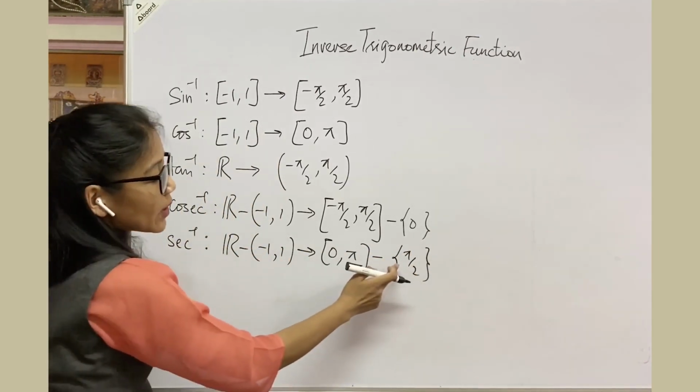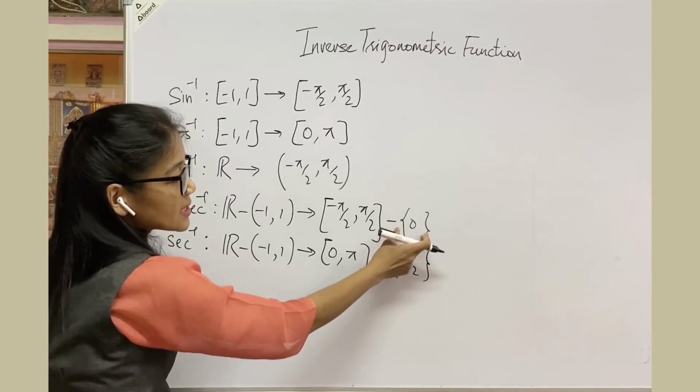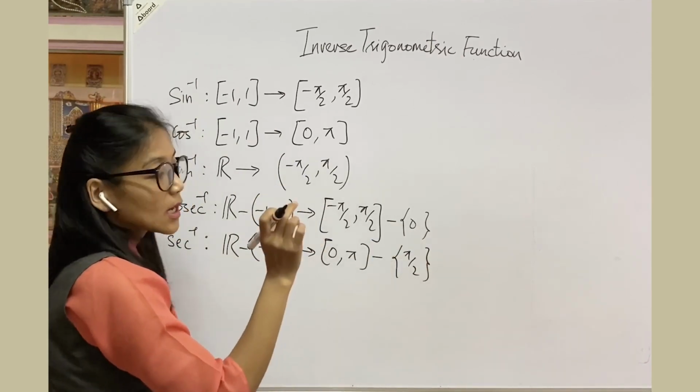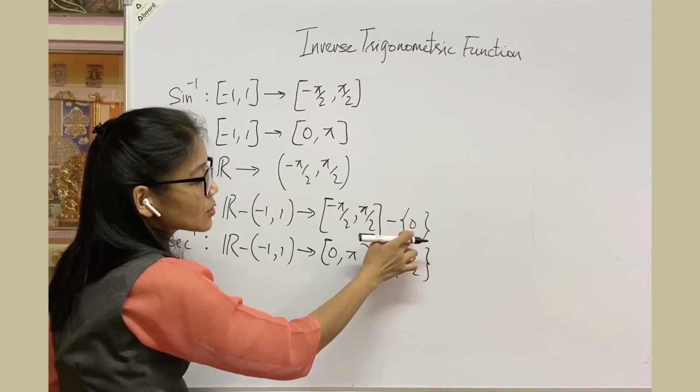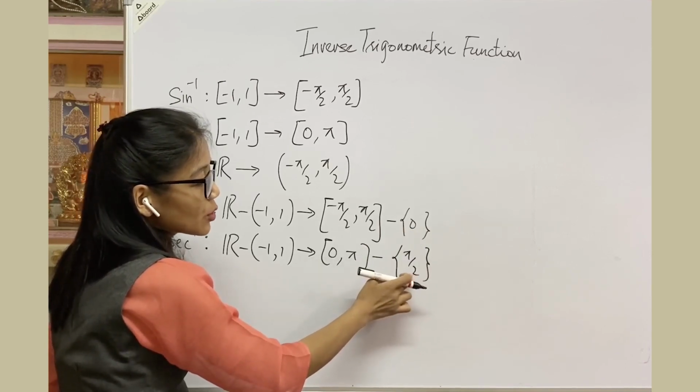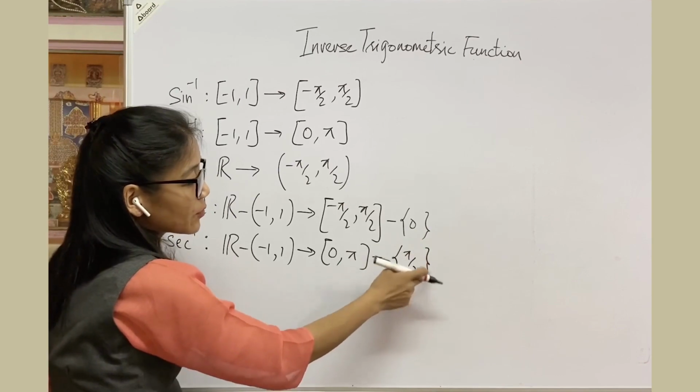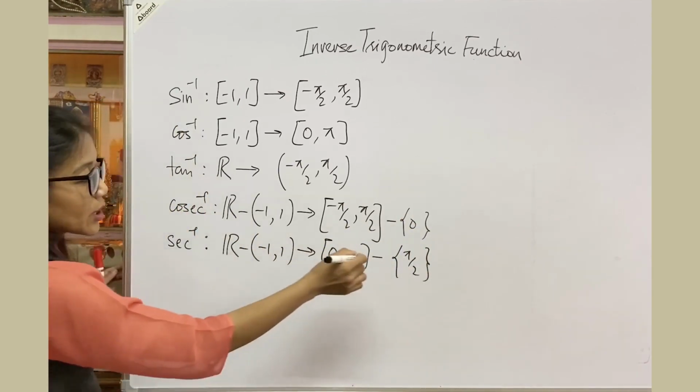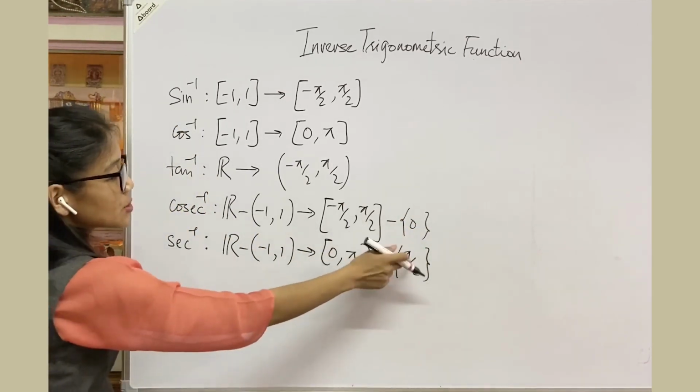Now why are we taking this bracket? Because it is the bracket for a set, where we are listing out the elements. Here we are excluding only 0, and here we are excluding only π/2. This is the bracket we use for a set, so you cannot use another bracket for writing these 2 elements.